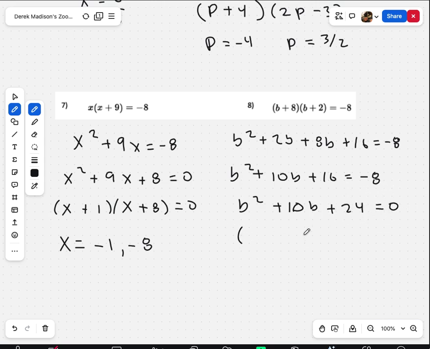And then we're back at the parentheses, because 3 terms leads with a 1. And two numbers that multiply to positive 24 and add to be positive 10, so that'd be a positive 4 and a positive 6. So our solutions are going to be negative 4 and negative 6.